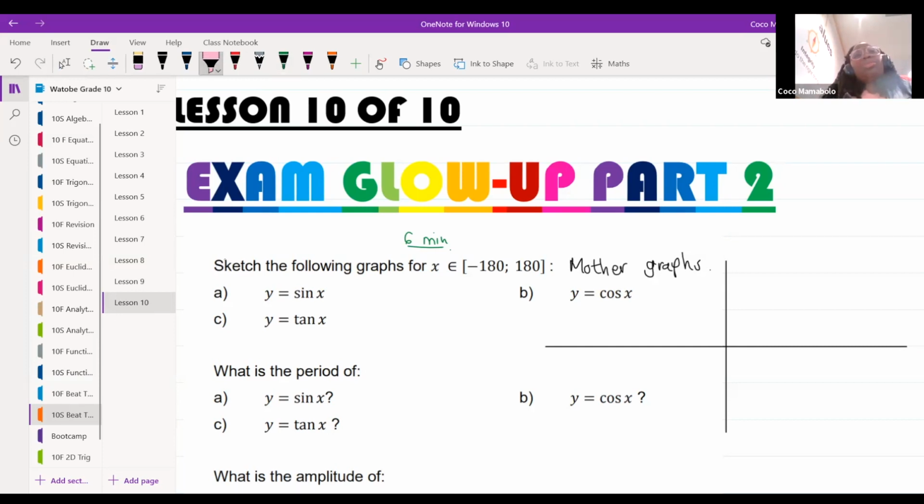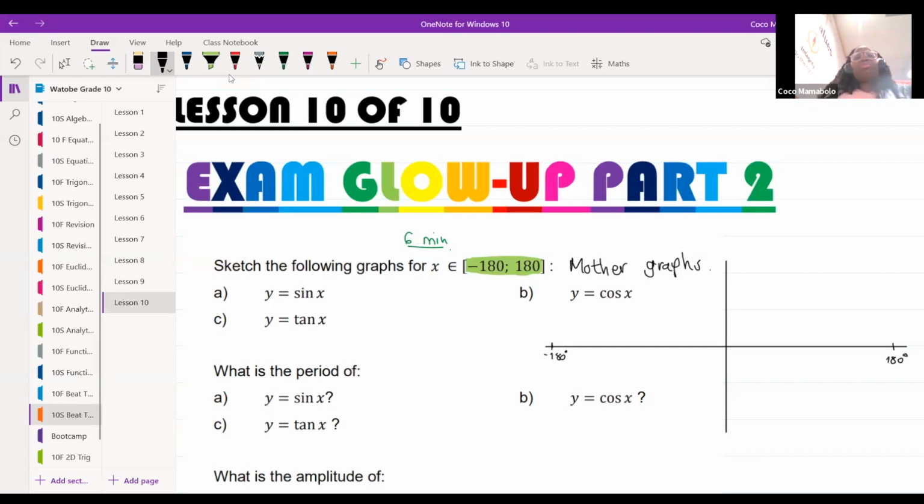I want you guys to note one very important thing. They have given us that our x needs to go from -180 to 180. That means that my graph isn't going to make it all the way to 360. It needs to stop at 180. So my graph needs to stop on this side at 180, and then you need to draw it on the negative side at -180 degrees as well.